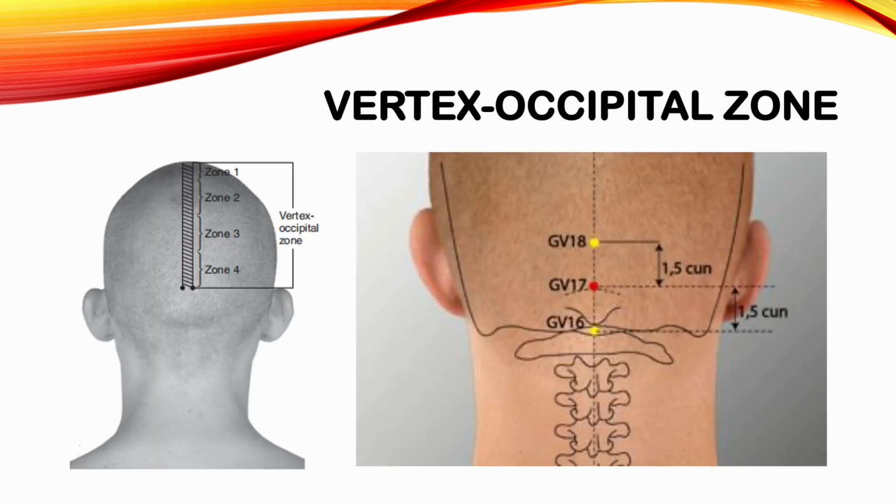The vertex-occipital zone runs along the Du meridian. It covers a narrow band from Du 20 to Du 17. The width is 1 cun. The vertex-occipital zone governs the yang side of the body and is used to treat diseases of the head, neck, back, low back, and perineum. It is divided into 4 regions, which are equally spaced. This region is mainly used for pain. It belongs to the Du and foot taiyang meridians.